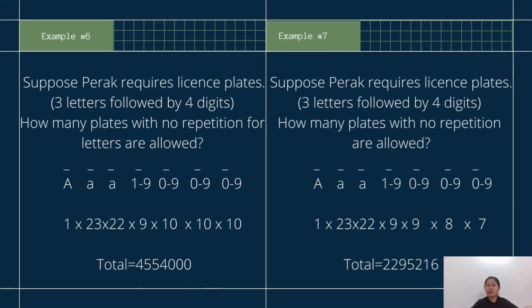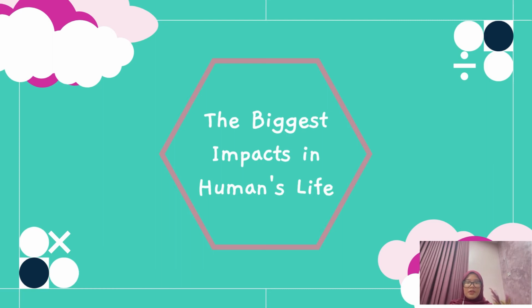For example 7, we assume that the number plates are 3 letters with 4 digits with no repetitions allowed. Since the letters and digits cannot be repeated, the number of letters and digits will be lessened for the next characters. The calculation is 1 times 23 times 22 times 9 times 9 times 8 times 7, with a total of 2295216. Next, I will present the biggest impacts of permutations in vehicle plate numbers.